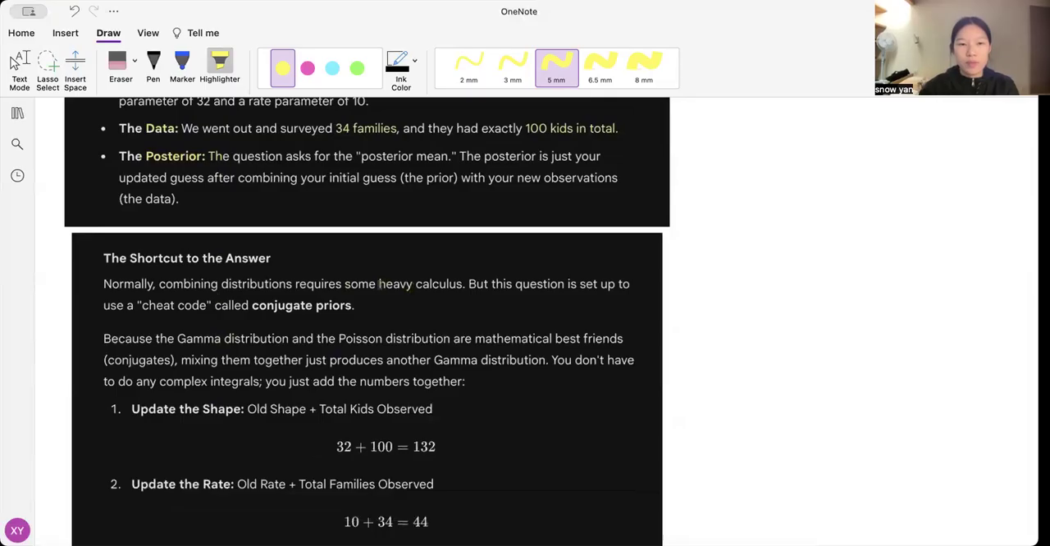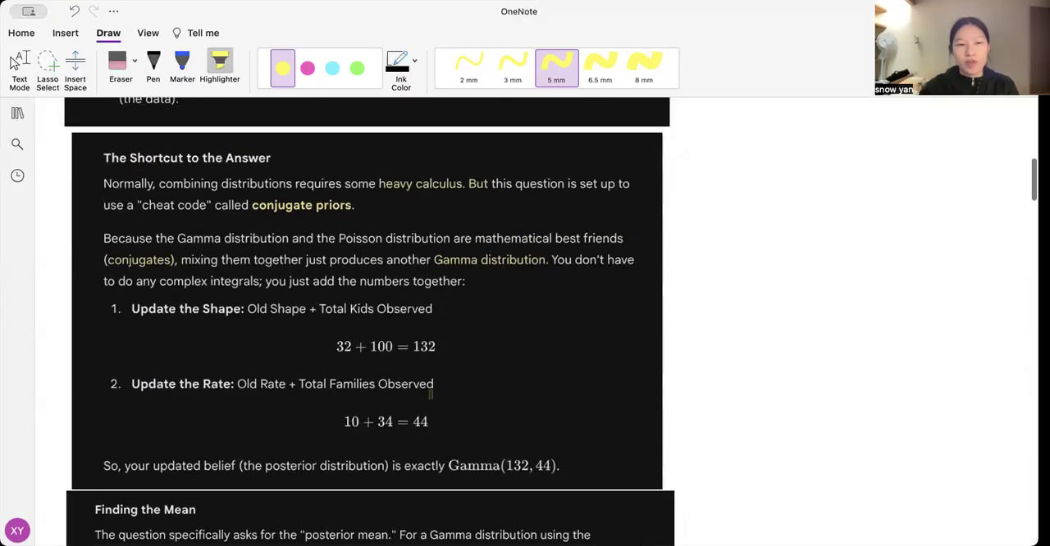Combining distributions is usually pretty difficult. But there's a new concept I learned called conjugate priors. The idea is that because we have gamma and Poisson, which both deal with rates, they combine nicely together. They are called conjugates, and they produce another gamma distribution.